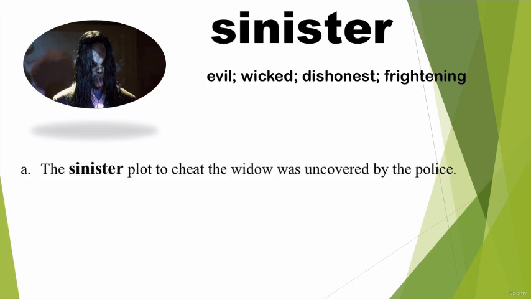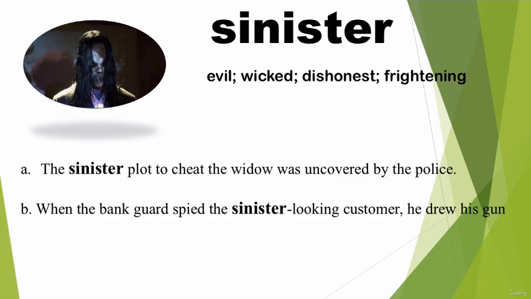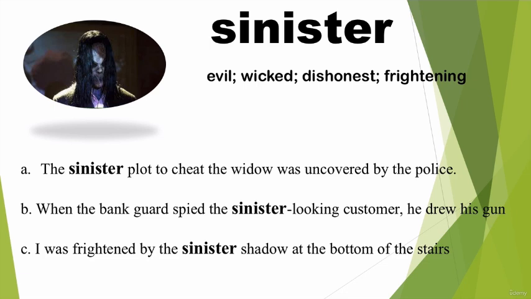So let me actually give you some examples and use this word in different examples. A sinister plot to cheat the widow was uncovered by the police. When the bank guard spied the sinister-looking customer, he drew his gun. I was frightened by the sinister shadow at the bottom of the stairs. I was scared. So, sinister means evil, dishonest.